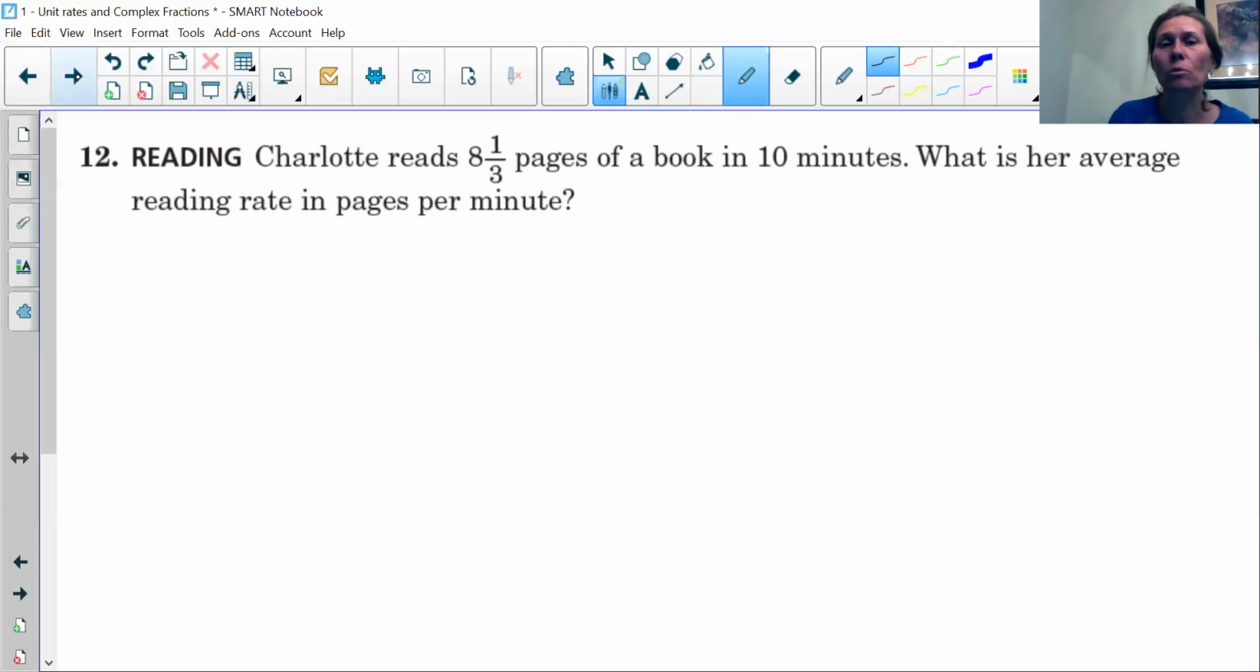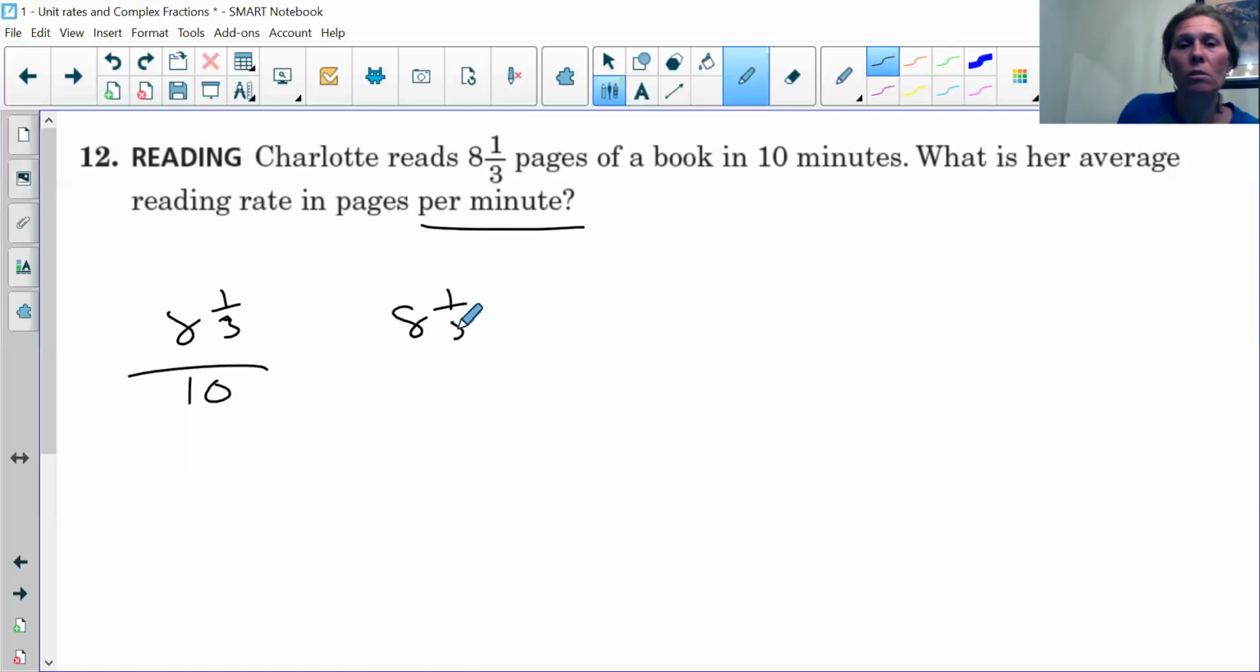Reading. Charlotte reads 8 1/3 pages of a book in 10 minutes. What is her average reading rate in pages per minute? So we have to divide by the minutes because I want 1 minute. So we're going to do 8 1/3 divided by 10, right? Because I want 1 minute. It has to go on the bottom. So that's going to give me 8 1/3 divided by 10.